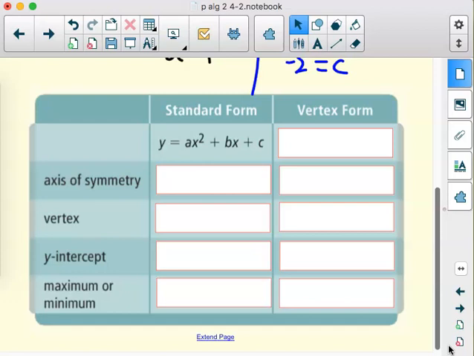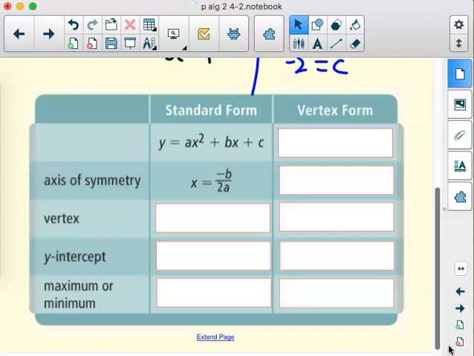Alrighty, next one I'll need, the axis of symmetry when it's in standard form. Let's go down here and do it vertically first. So how do you find the axis of symmetry if your equation is y equals ax squared plus bx plus c? It's x equals negative b over 2a. Beautiful, Caleb. There it is. X equals negative b over 2a.